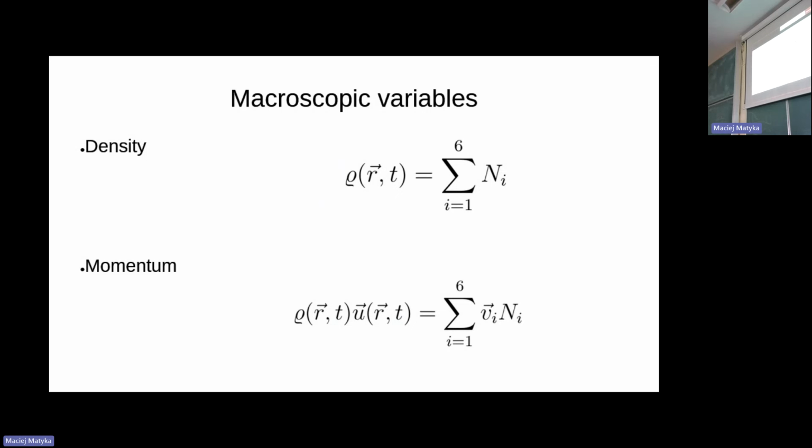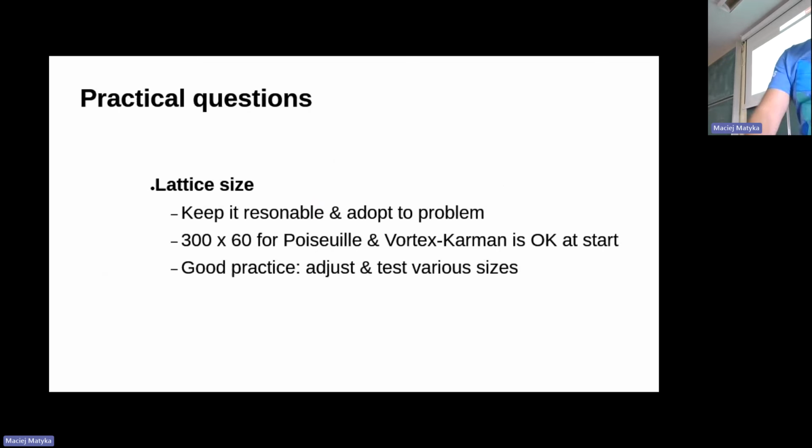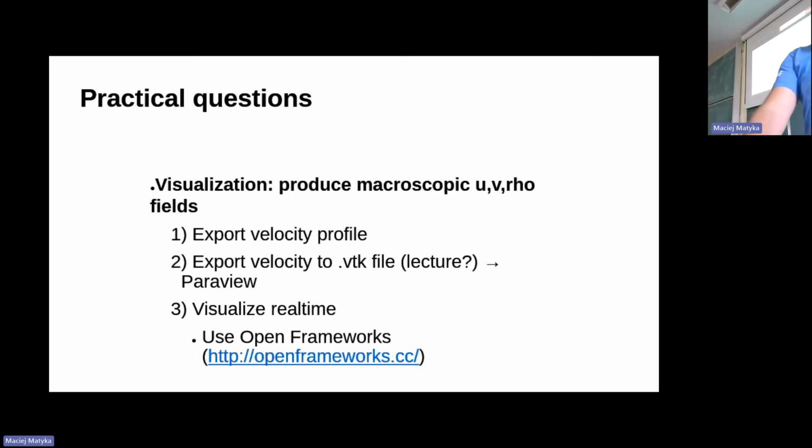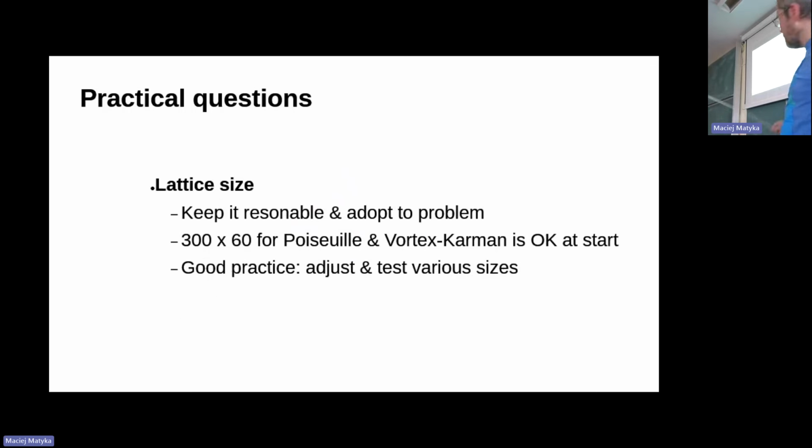So basically, i is denoting the directions in the lattice, yes? So if you have a hexagonal lattice, you have 6 here. And then those two are basically the solutions of the system. Now the practical questions are: if you want to do vortex Karman or even Poiseuille flow, the simple flow in the channel, then you need to have really quite a lot of grid points. Here for the vortex Karman, it was like 300 by 60. That is the typical size you need.